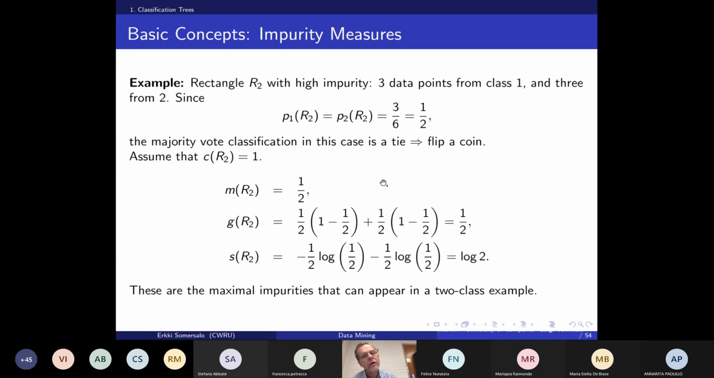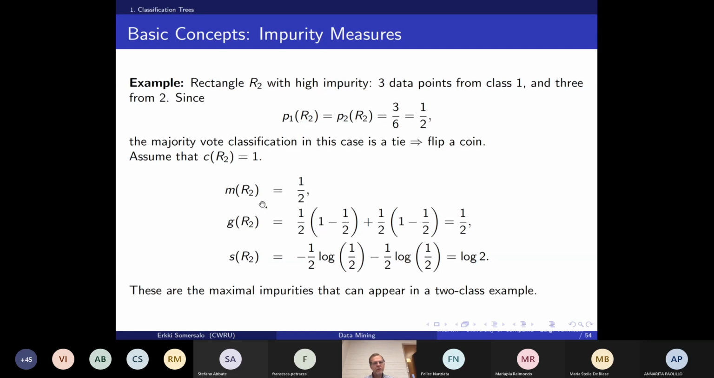Whereas if we go to the case where we have 3 data points from class 1 and 3 from class 2, we have a rectangle R2 which has 6 points. Since we have a draw situation, we are not able to use the majority vote classification, so we flip a coin. Suppose that class 1 wins when we flip the coin. The frequencies are both 1/2. And I said wrongly that the Gini index is 1/4. It's 1/2 in this case.